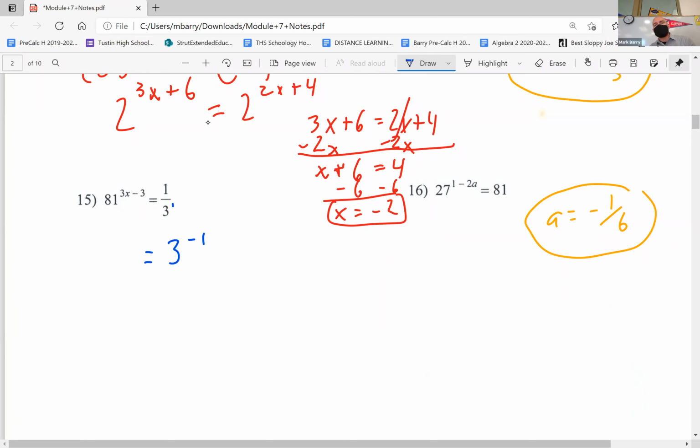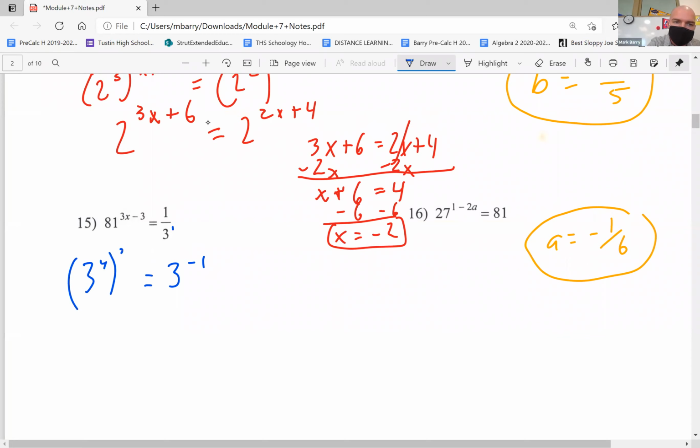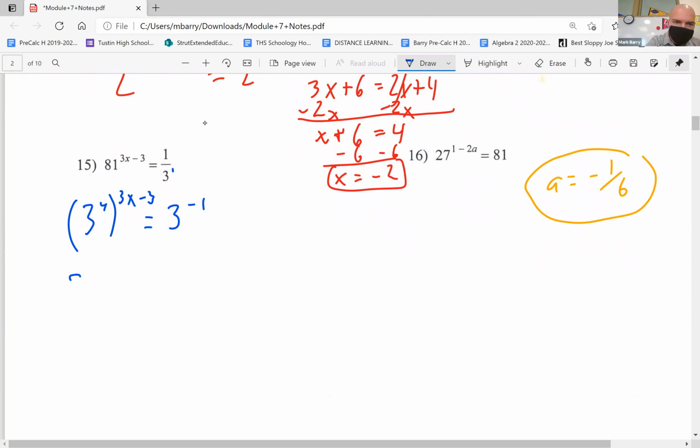So my base is 3. Can I write 81 with a base of 3? Yes, I can. I think we did that earlier, right? 81 is 3 to the 4th power. So I'm going to rewrite this one as 3 to the 4th power on the inside of parentheses, and then 3x minus 3 on the outside. The 3x minus 3 was already there, and then I just rewrote 81 on the inside as 3 to the 4th power. So you are going to need to multiply those exponents on the left side. So we're going to distribute the 4 into the 3x minus 3. So that's going to become 12x minus 12.